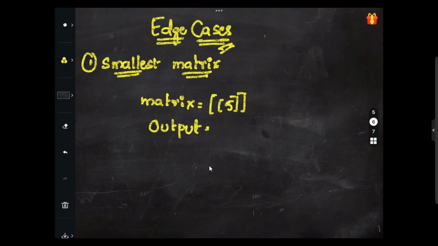The first edge case that we have to go with here is the smallest matrix, nothing but a 1 into 1 matrix. You can clearly see only one element is there. So the output will quite obviously be this one itself, right? Since it's just one element, there is no change here. So the output will be the same.